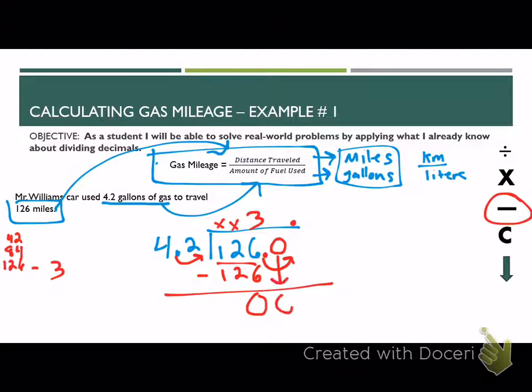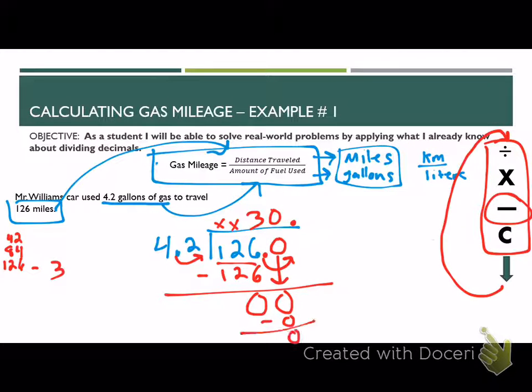And if I have something to bring down, that means I need to go back up to my steps and do all of them. So how many times does 42 go into 0? Well, it doesn't. And 0 times 42 is 0. Subtract, we get 0. Do we have anything left to bring down? No, we don't. So now we are done.